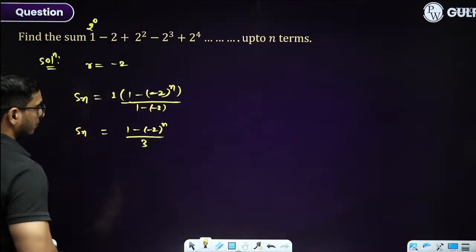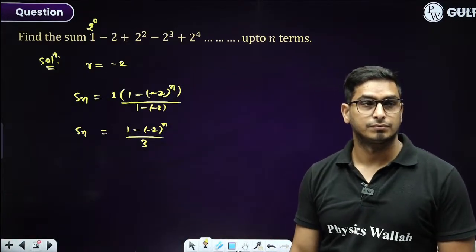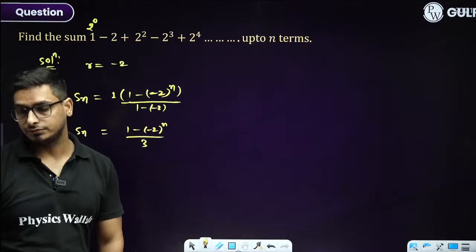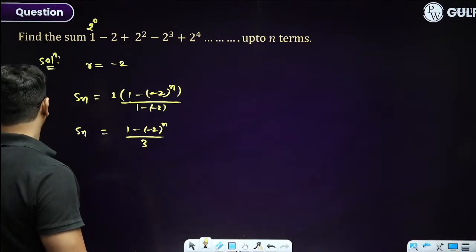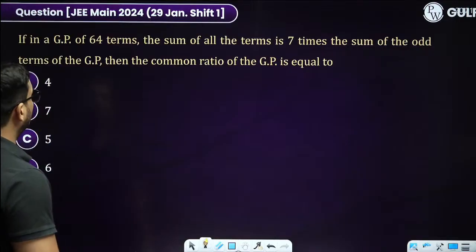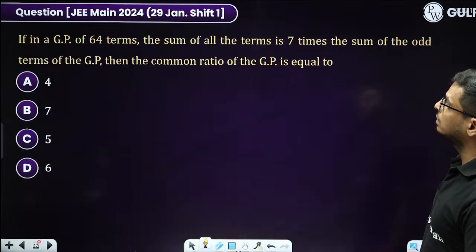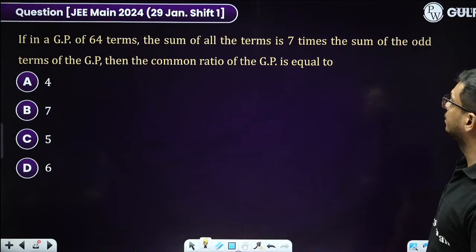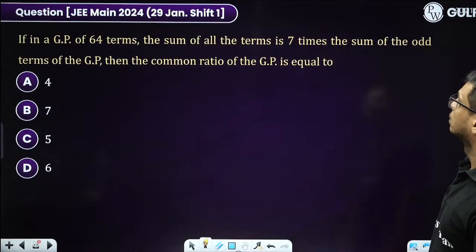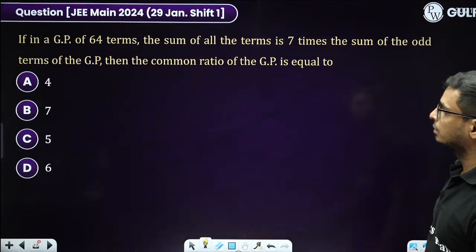Clear? Okay. Now next, we have a question here. In a GP of 64 terms, the sum of all the terms is 7 times the sum of the odd terms of the GP. Then the common ratio of the GP is equal to what?